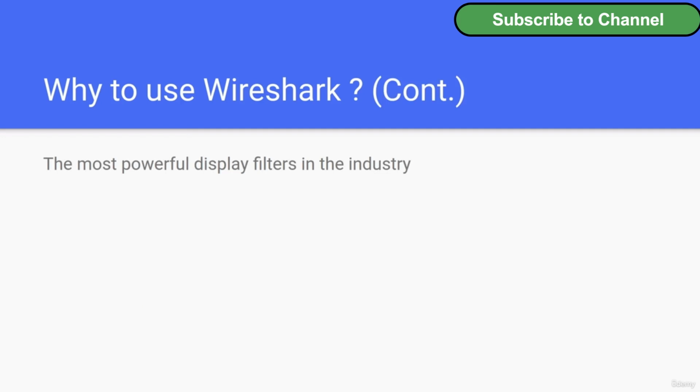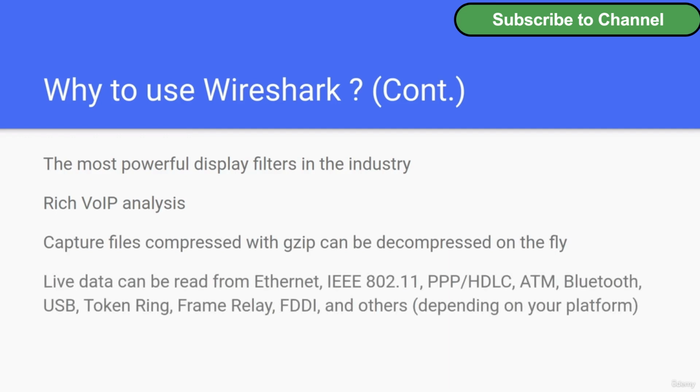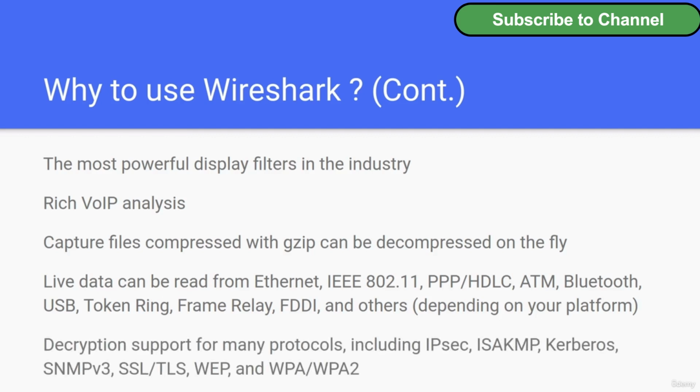Also, it has the most powerful display filters in the industry, and rich VoIP, which is voice over internet protocol, analysis. Capture files compressed with gzip can be decompressed on the fly. Live data can be read from Ethernet, IEEE 802.11, PPP, HDLC, ATM, Bluetooth, USB, token ring, frame relay, FDDI, and others, depending on your platform. Also, decryption support for many protocols, including IPsec, ISAKMP, Kerberos, SNMPv3, SSL/TLS, WEP, and WPA and WPA2.